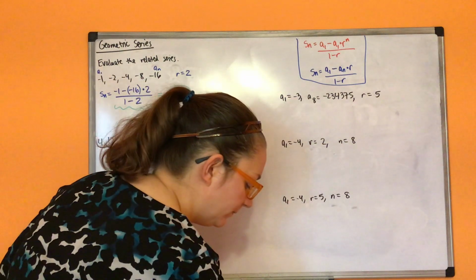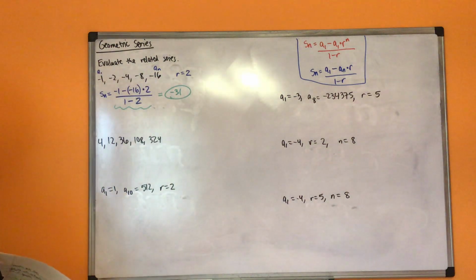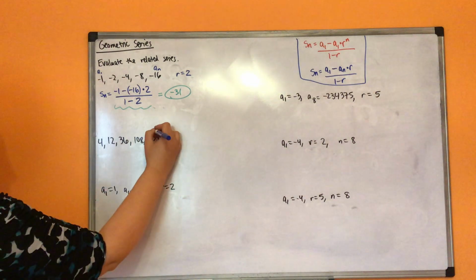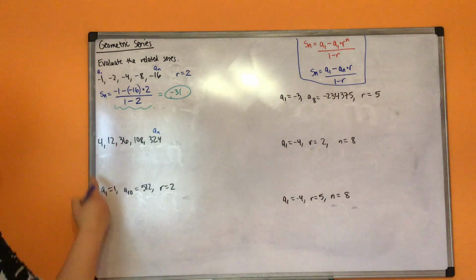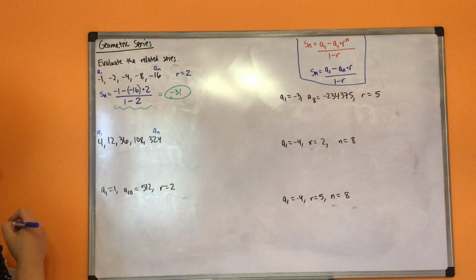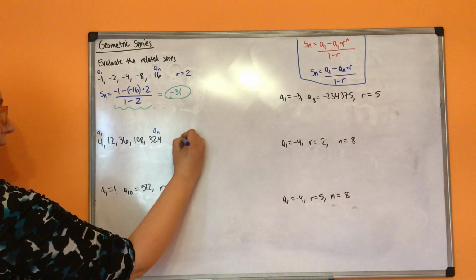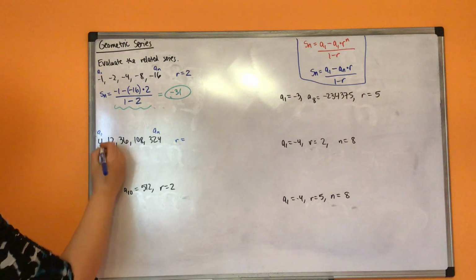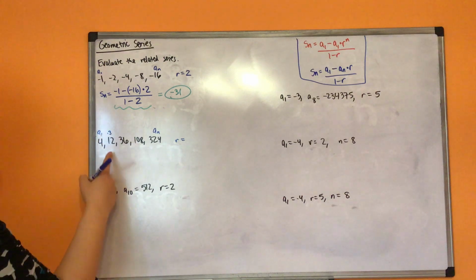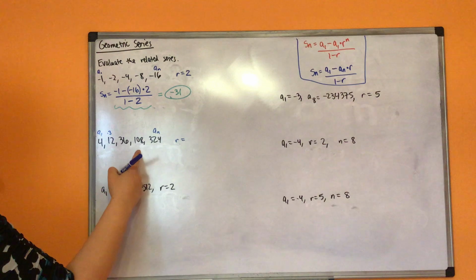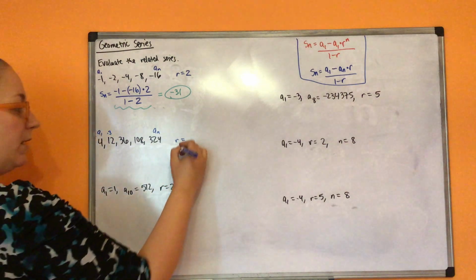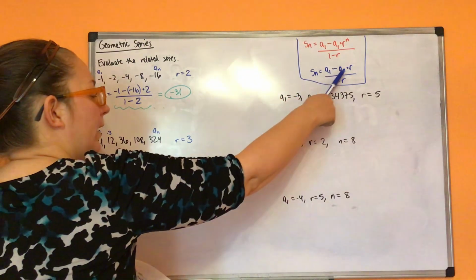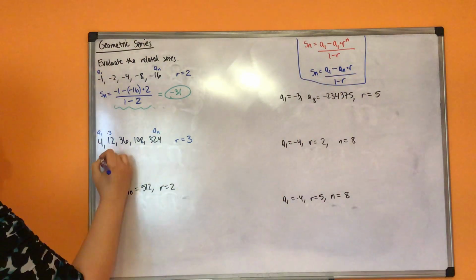Let's try another one. This is the same exact scenario. We are given a list of numbers. There's no dot, so the last thing we see is AN. As always, the first number we see is A1. And R, how do we get from one number to the next? To get from 4 to 12, I multiply by 3. And we can see that we're multiplying by 3 every time to get from one term to the next. So R is 3. Since I have A1, AN, and R, I can use the blue formula, just put things where they go.